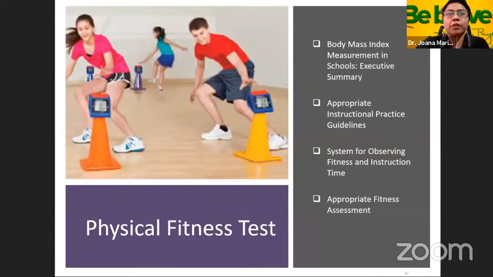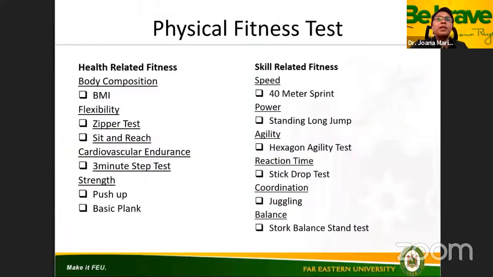So, for the physical fitness test, of course, the first one is the body mass index measurement in schools. Meron tayong dapat executive summary, and then appropriate instruction practice guidelines, andyan po yan sa DepEd order. And then system of observing fitness and instruction time, andyan din po yan sa DepEd order. And then appropriate fitness assessment, andyan din po sa DepEd order. And then meron po tayo specific guidelines for specific test or fitness test dyan. For the health-related fitness, for body composition, we have the BMI. Flexibility, we have the zipper test, sit and reach.